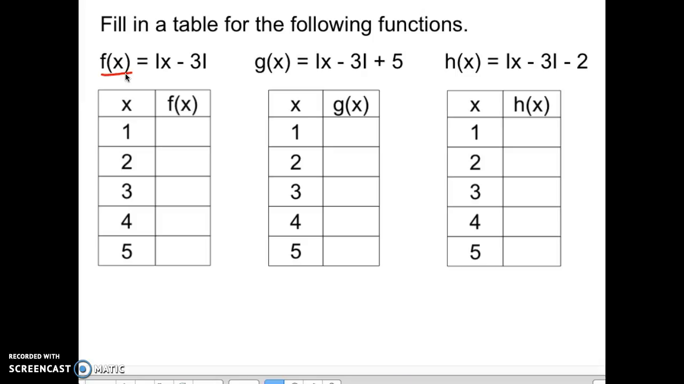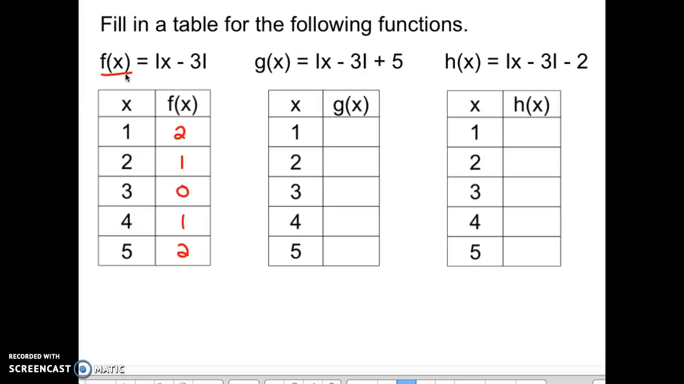So right here for my first one, when I fill in 1 for x, 1 minus 3 is negative 2. The absolute value of negative 2 is positive 2. When I fill in 2, 2 minus 3 is negative 1. The absolute value of negative 1 is positive 1. When I fill in 3, 3 minus 3 is 0. The absolute value of 0 is 0. When I fill in 4, 4 minus 3 is 1. The absolute value of 1 is 1 again. And when I fill in 5, 5 minus 3 is 2. And the absolute value of 2 is 2. So notice how you have the quadratic pattern, which you'll always have with the absolute value, whether it shows up in the table or not.